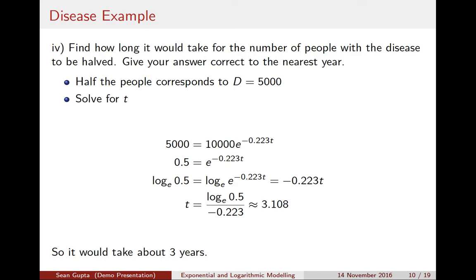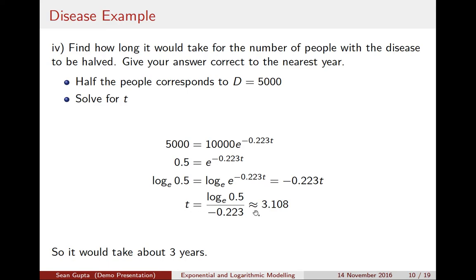Find how long it will take for the number of people with the disease to be halved. Give your answer correct to the nearest year. Well, what's half of the people? That's 5,000 people. Let's plug it in. 5,000 equals 10,000 times e to the minus 0.223t. Divide by 10,000 on both sides. Take the logarithm. And again, logarithm and e to the power of cancel each other out. We get this. Now divide by minus 0.223, and t is roughly 3 years.